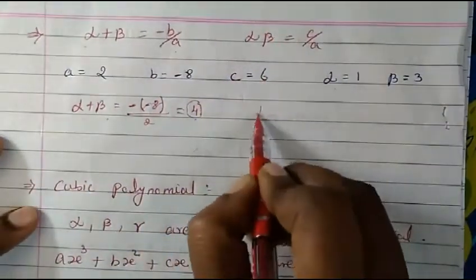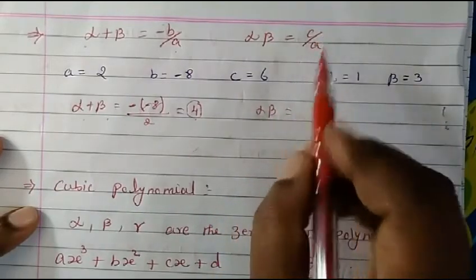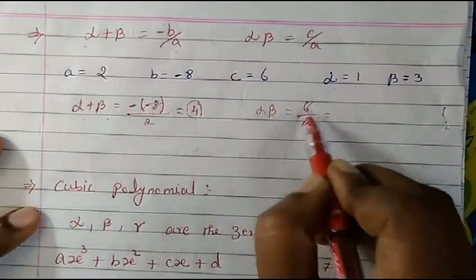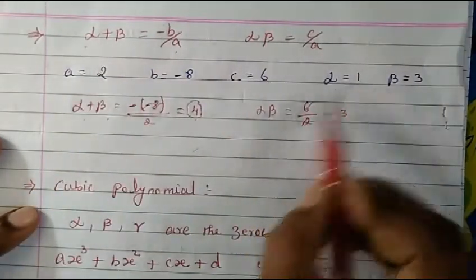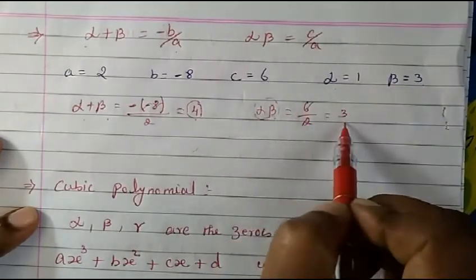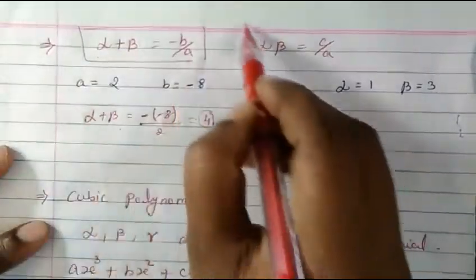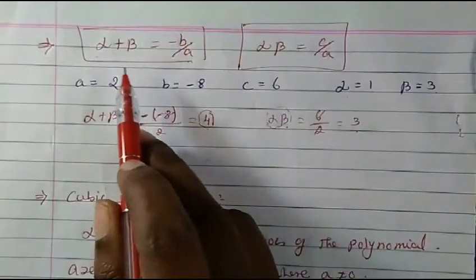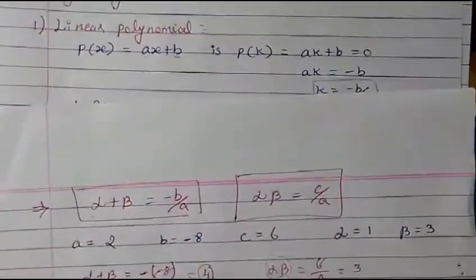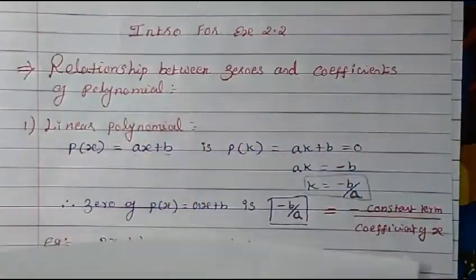In the same way, the product of zeros is c upon a. C is 6 and a is 2, so you will get 3. The product of the zeros, 1 into 3, is 3 only. So this is the relationship we are studying, between the zeros and the coefficients of the polynomial. The title is the relationship between zeros and coefficients of a polynomial.